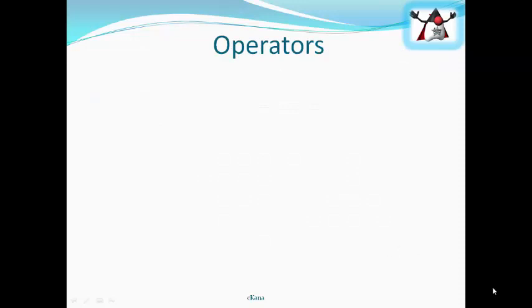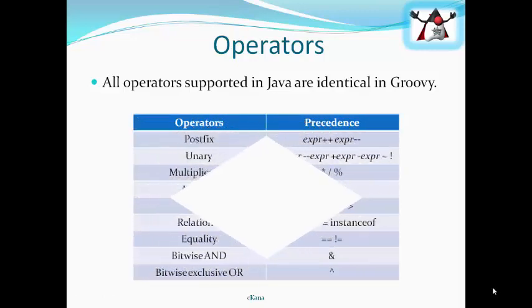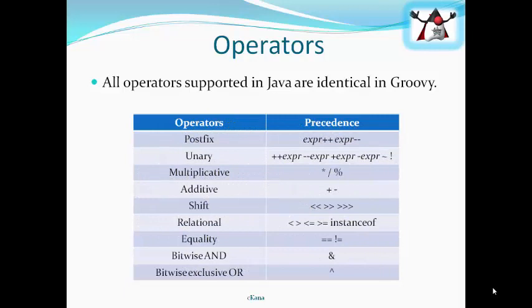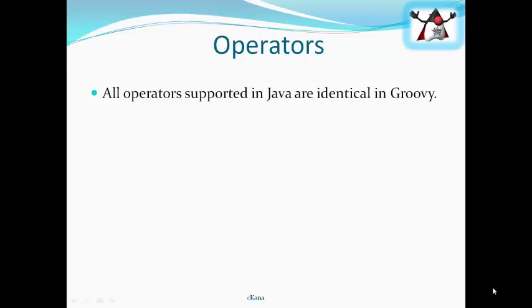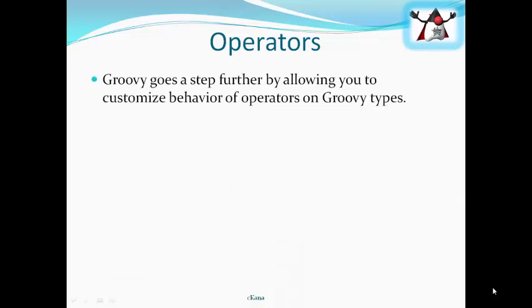Operators. Now we'll study the operators in Groovy. All operators supported in Java are identical in Groovy. For example, the postfix operators, the unary, multiplicative, additive, shift, relational, equality, bitwise AND, bitwise exclusive OR, bitwise inclusive OR, logical AND, logical OR, ternary, and assignment operators. Groovy goes a step further by allowing you to customize the behavior of operators on Groovy types.